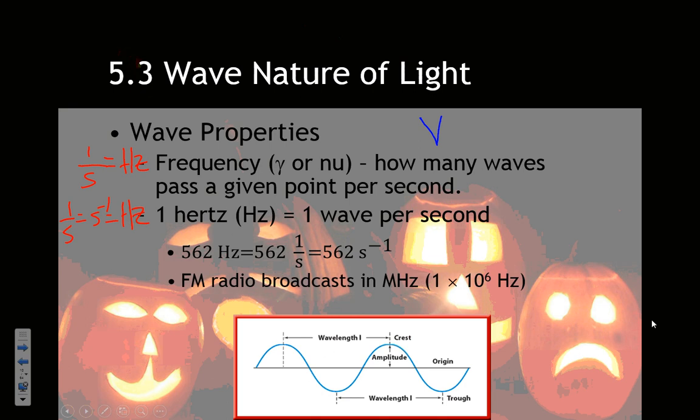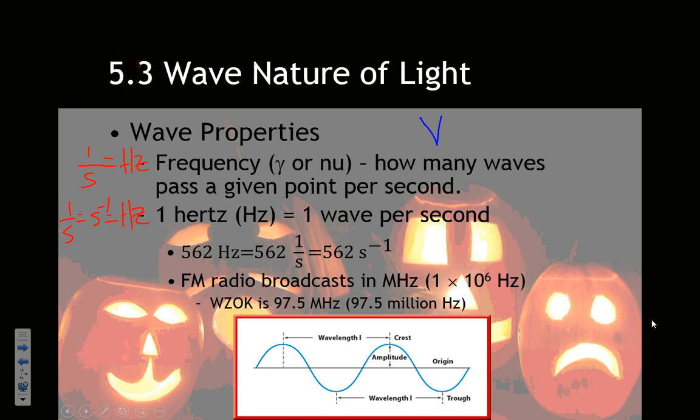Now, if you've ever listened to FM radio stations, they actually broadcast in the megahertz frequency range. Well, that would be 1,000,000 hertz. So something like WZOK is 97.5 megahertz. So that literally means 97.5 million hertz. So like with nano for wavelength, we sometimes use abbreviations like mega with frequencies to make them normal numbers.